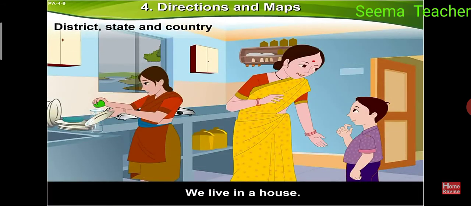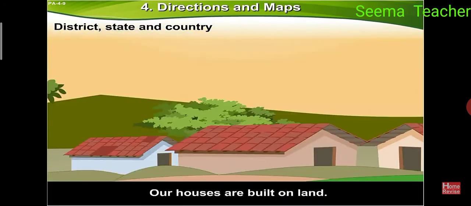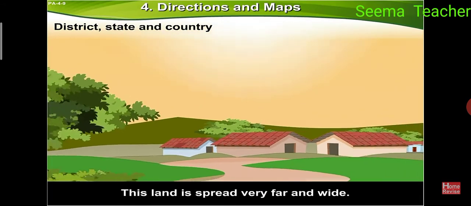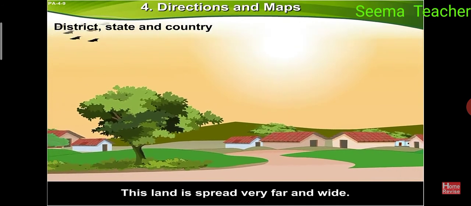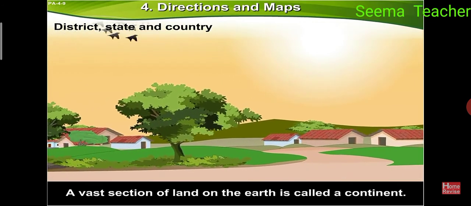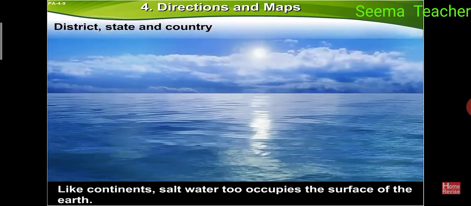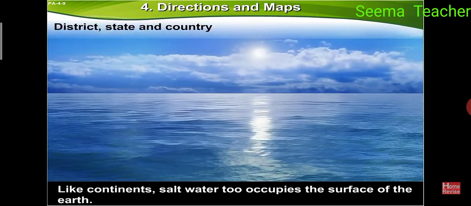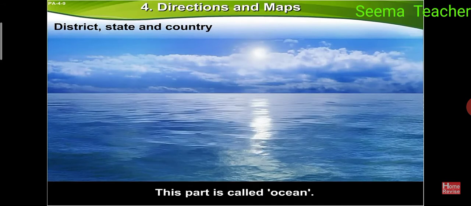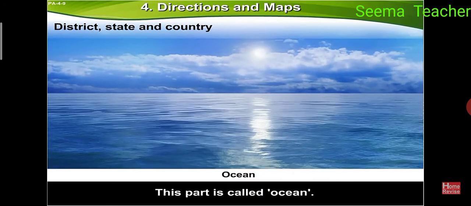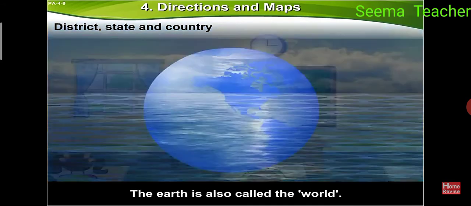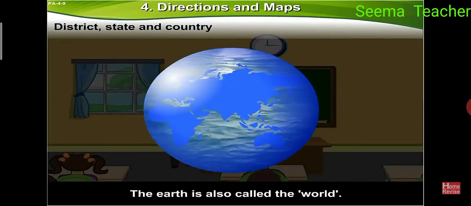We live in a house. Our houses are built on land. The land is spread very far and wide. A vast section of land on the earth is called a continent. Like continents, salt water occupies the surface of the earth. This part is called ocean. The earth is also called the world.